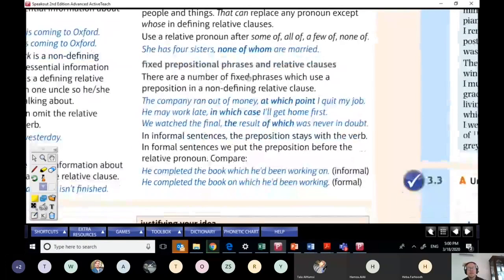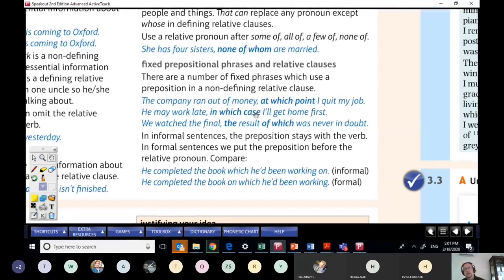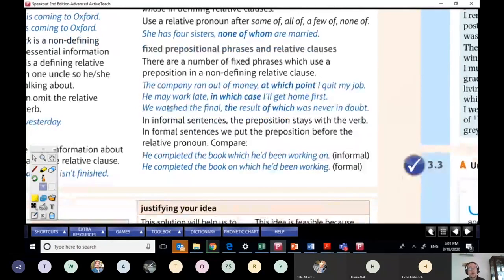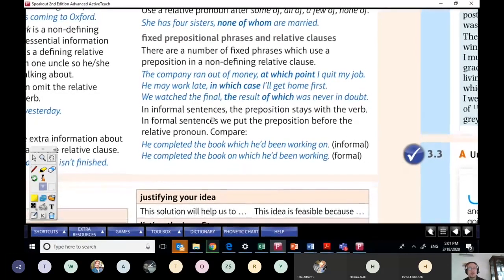And then there are a lot of phrases that use these relative clauses and relative pronouns. So, the company ran out of money, at which point I quit my job. You just have to remember this phrase, at which point. Basically it means then. He may work late, in which case I'll come home first. When you say in which case, it's basically saying if that happens. We watched the final, the result of which was never in doubt. That's just a normal phrase, result of which.